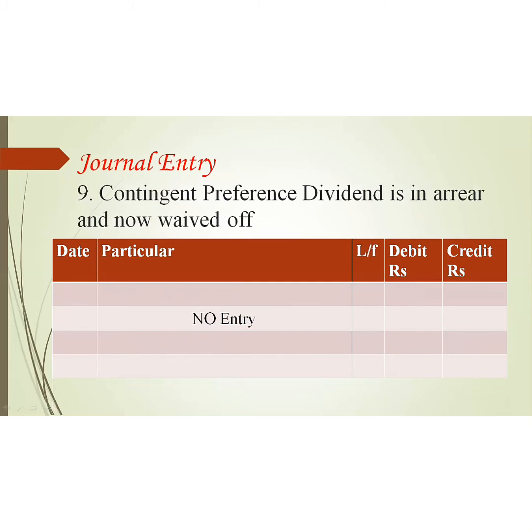Now, contingent preference dividend which is in arrears and now waived off. Preference dividend, if you see the question, you will always find it below the balance sheet, because preference dividends which are in arrears are not a part of the balance sheet. They are not considered as liability unless and until it is due. Since they are in arrears, they have not been declared. So there is no journal entry whenever there is a waiver of preference dividend.